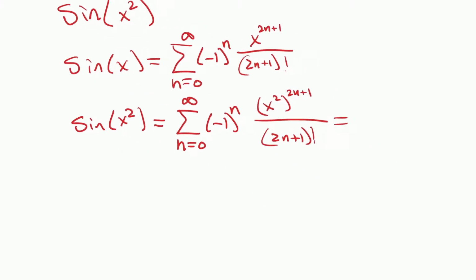And now we need to simplify just a little bit, though, not bad. So this will be this sum of negative 1 to the n, x to the, whoops, multiplied by 2, so this will be x to the 4n plus 2 over 2n plus 1 factorial.